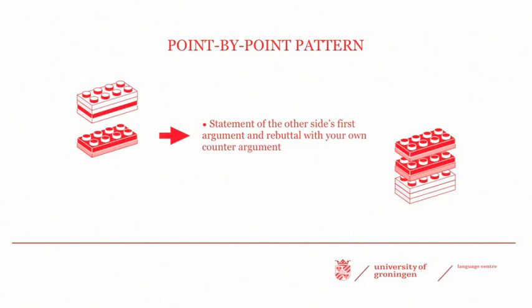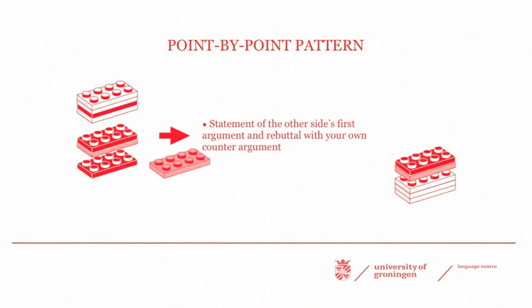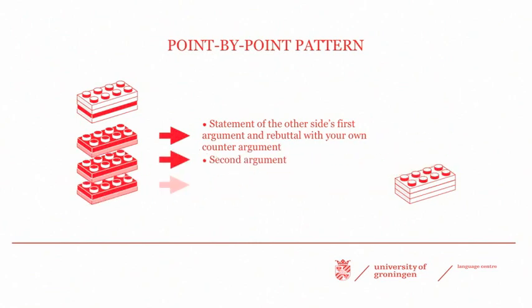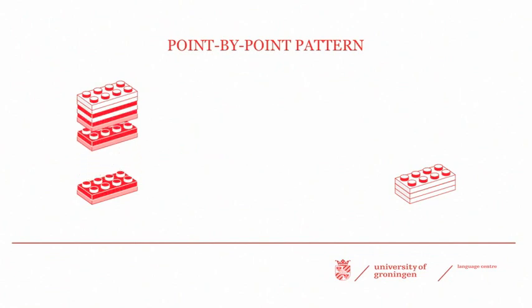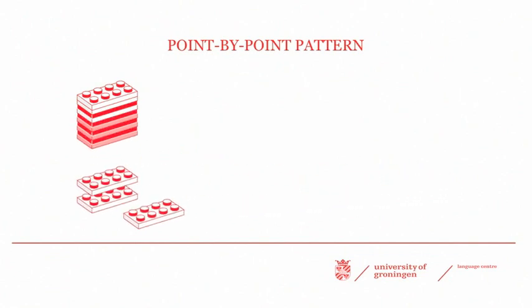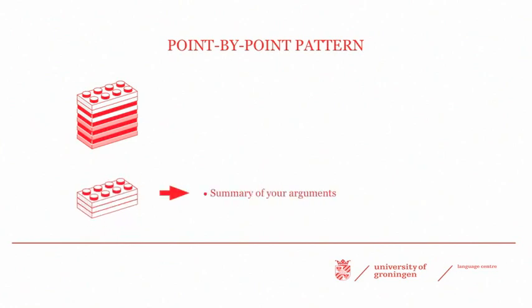This means, for instance, that if the other side has 3 arguments or points that oppose your opinion, you rebut each of those 3 arguments separately. In the last section of an argumentative essay that follows a point-by-point pattern, you summarize your own arguments that support your thesis statement.